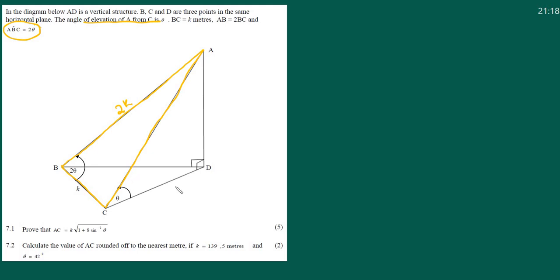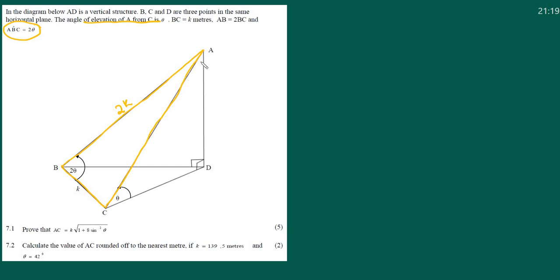You must think, your brain must show you a 3D version of this. So this is what we have. You must understand that AB is a line on triangle ABC. It's also a line on triangle ABD. You must also take note of that. So prove that AC is equal to that.